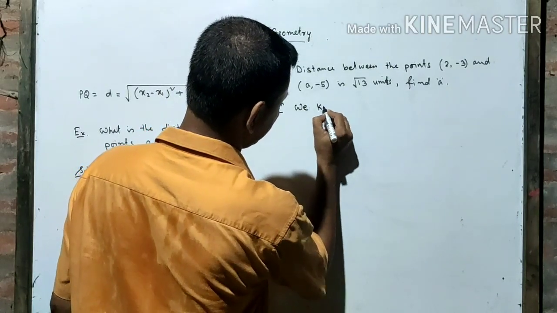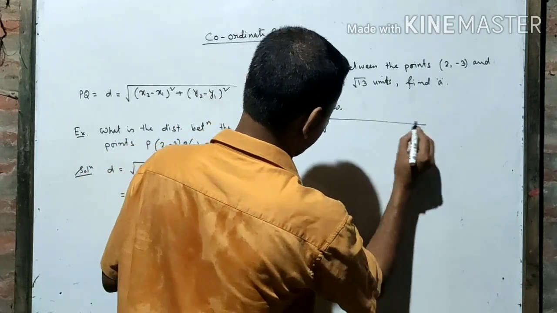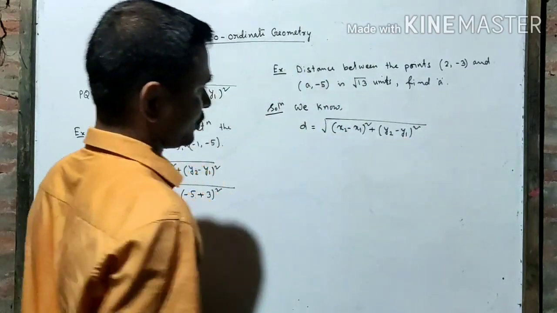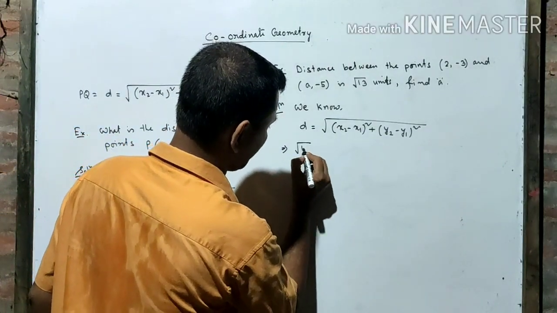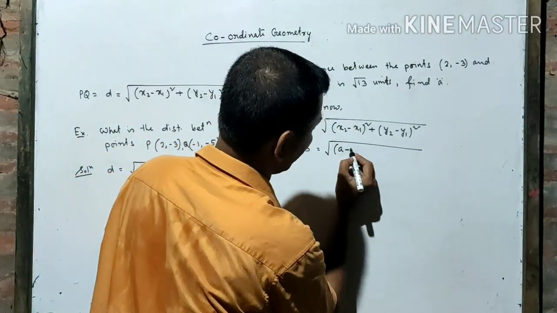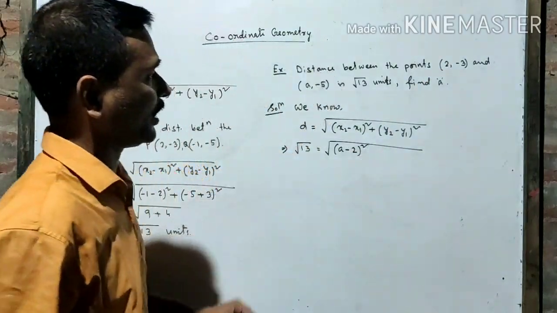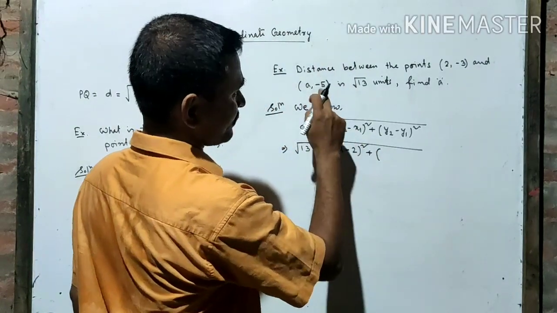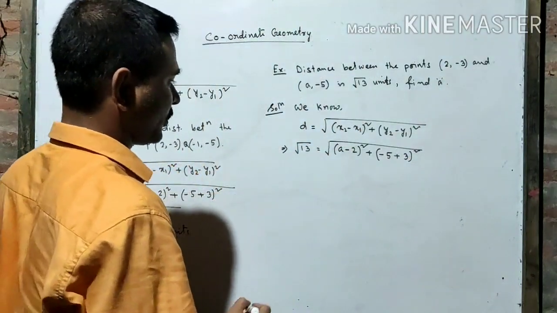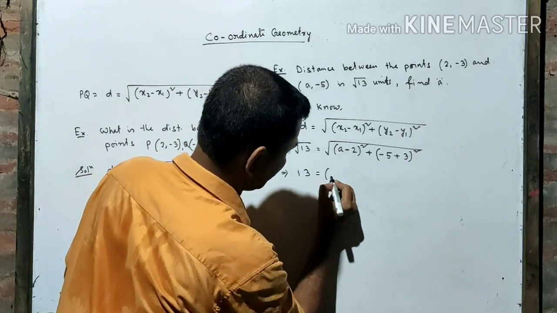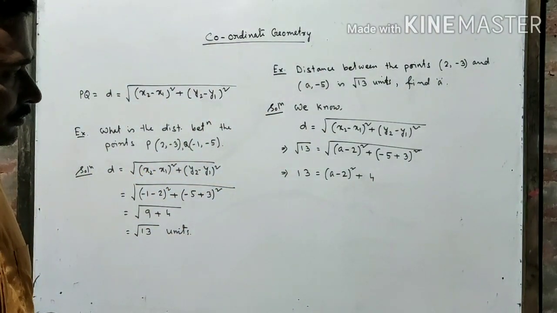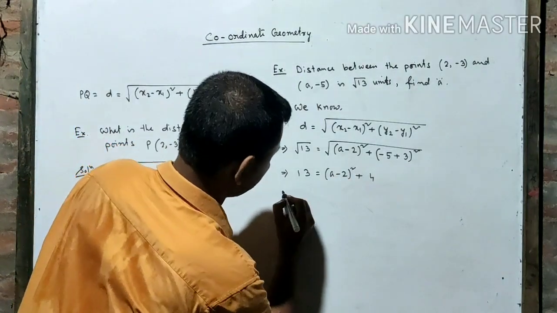We know d is equal to under root (x2 minus x1) whole square plus (y2 minus y1) whole square. Here d is given to be root 13, under root x2. What is x2? x2 is a and x1 is 2. So (a minus 2) whole square. y2 is minus 5 and y1 is minus 3. So minus minus it will be plus 3 whole square. Squaring both sides we get 13 is equal to (a minus 2) whole square plus 4. Am I correct? Yeah.